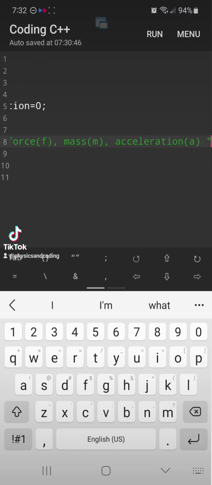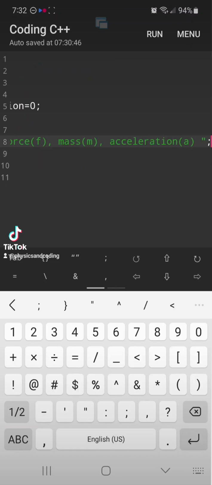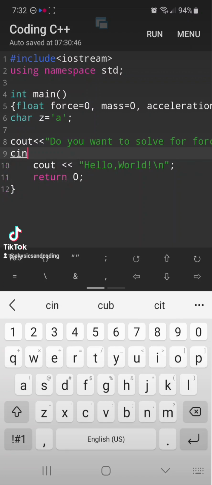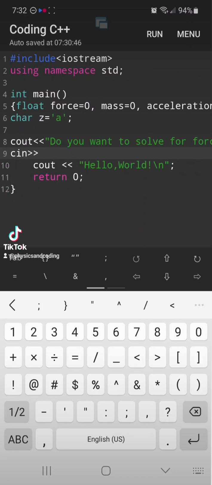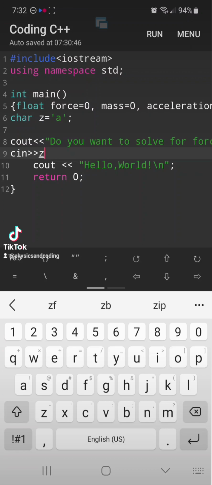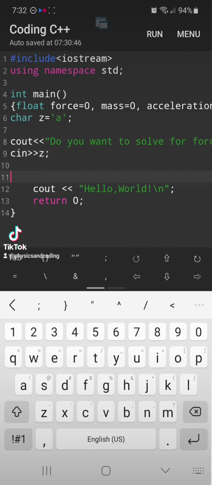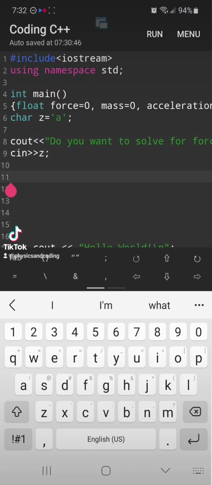Okay, and then end every line with a semicolon, and cin to ask for the user input. So they're inputting Z, so we put Z. Okay, and then we're going to write if statements. So if they ask for force, this happens. If they ask for mass, this happens. If they ask for acceleration, this happens.